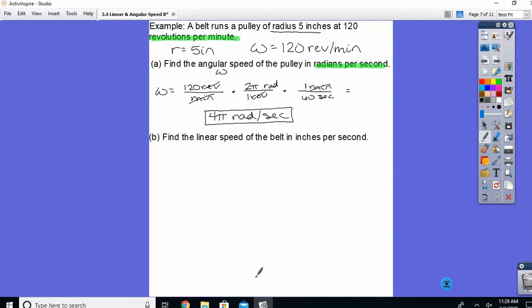So part B, find the linear speed. What variable is linear speed? V, in inches per second. So my options for V: V equals S over T. Do I have S or T? No, so that's not really an option here. Or V equals R omega. Do I have those? Okay, so that's what I'm going to use.